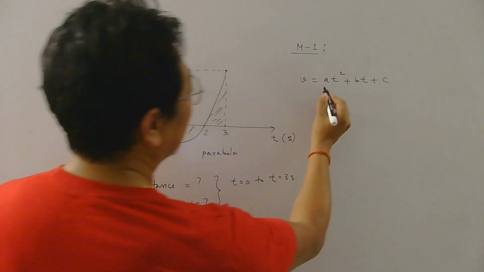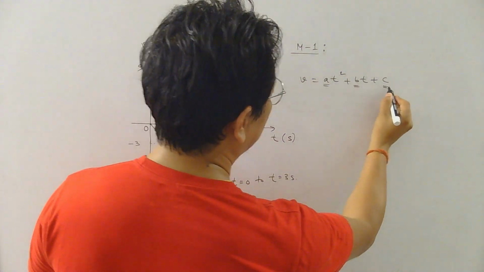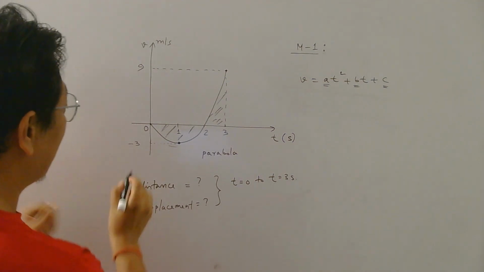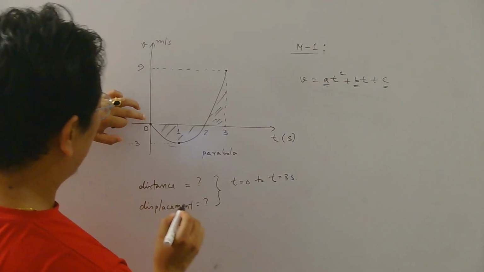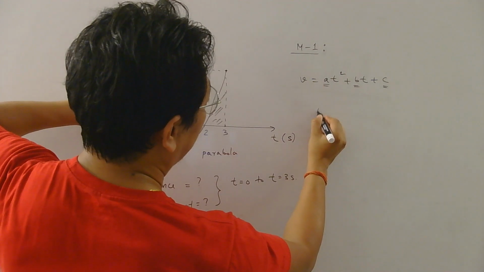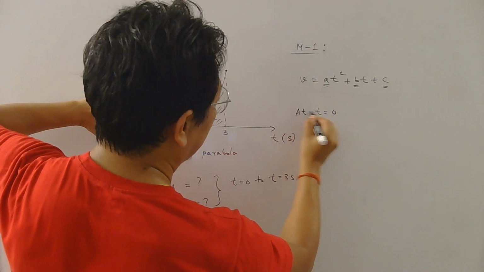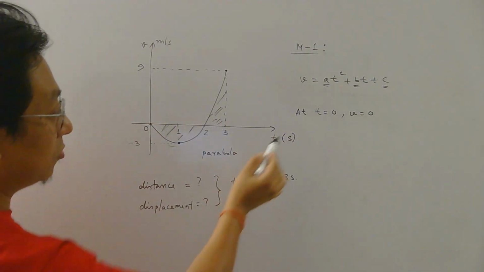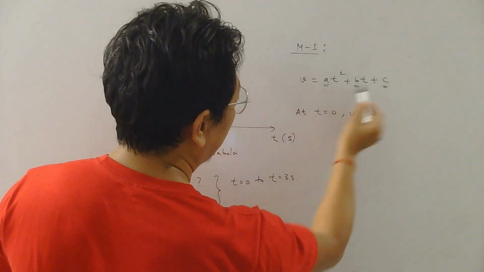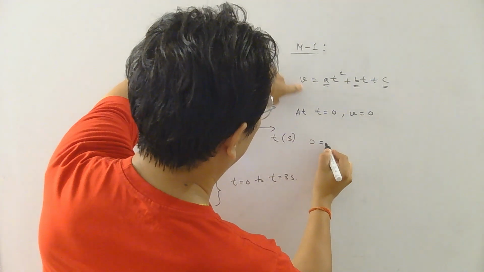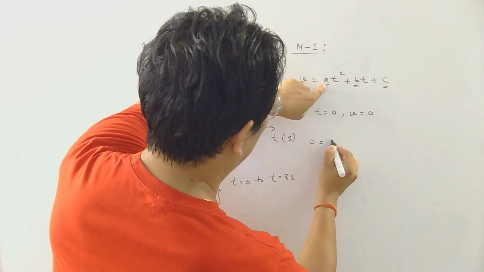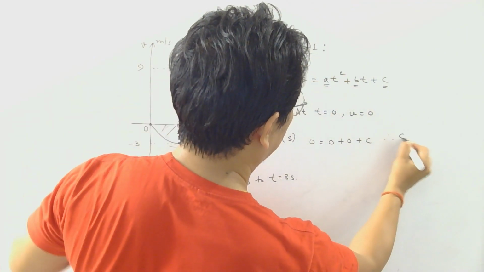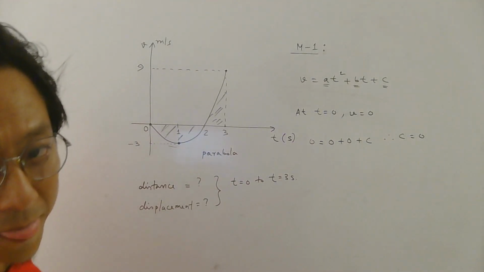But we need to know these constants a, b and c. So how to find these constants? Well, from the graph itself. How? Look at this point. What are the coordinates of this point? So at t equal to 0, v is also 0 because the graph starts from the origin. So use this condition here. What will you get? v is 0 when t is 0. 0 into a will be 0, 0 into b is 0, plus c. Therefore c is also 0, right?